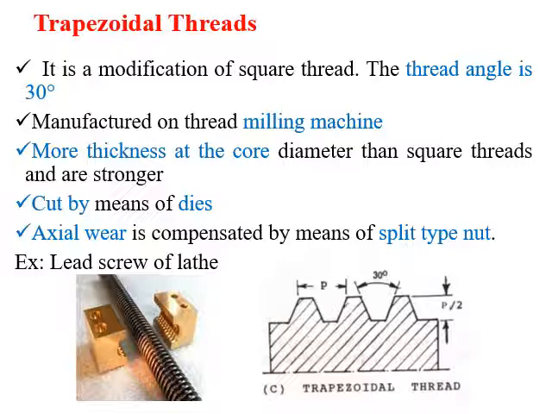Axial wear is compensated by means of a split type nut. You can see it here in the sketch. Two split nuts are there, which are used in the lead screw of a lathe.